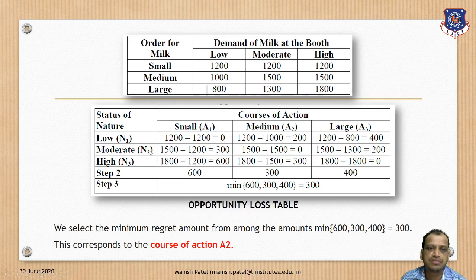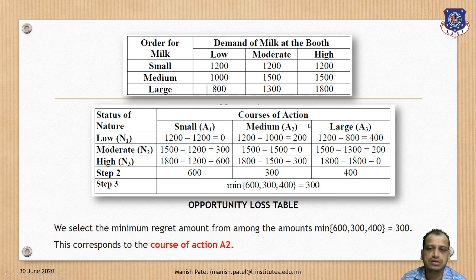In the same way, the maximum value is 1500: 1500 minus 1200, 1500 minus 1500, 1500 minus 1300. Likewise, next is 1800: 1800 minus 1200, 1800 minus 1500, and 1800 minus 1800. Now you have found the regret for not taking that choice.